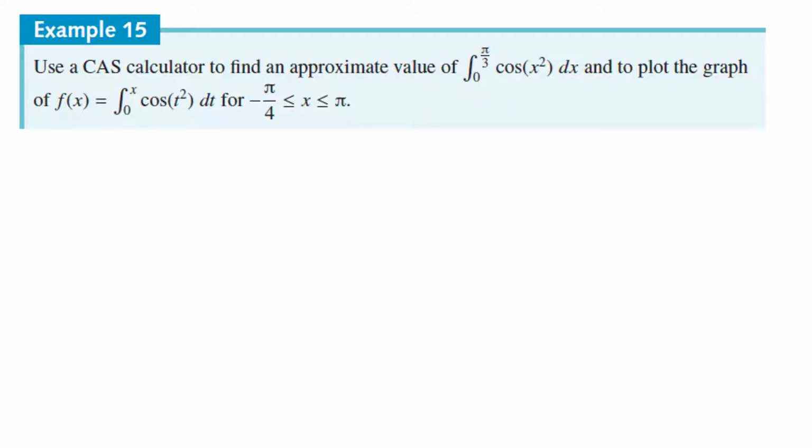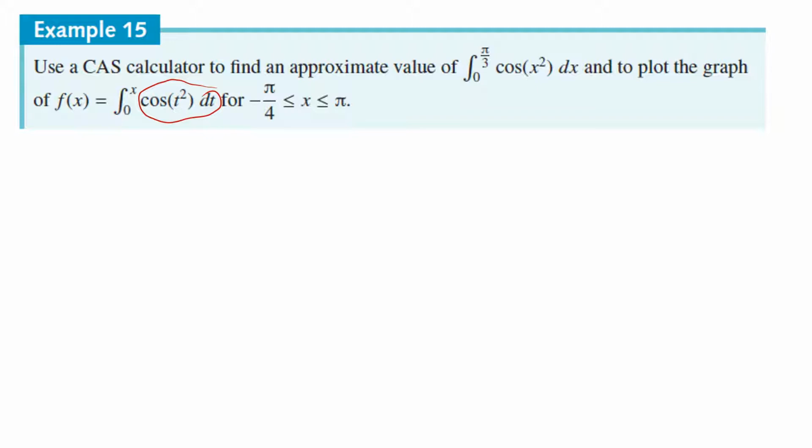All right, talk about quirky little questions, you might enjoy this one. Use a CAS calculator to find an approximate value of the definite integral from 0 to pi on 3 of cos x squared dx, and to plot the graph of f of x equals the integral from 0 to x of cos t squared dt, using a dummy variable. Remember, if I've got a net signed area function, some initial value to the open-ended upper bound, it has to be a variable other than x. So t is the go-to. So we're talking about x taking on any value from minus pi on 4 to pi.